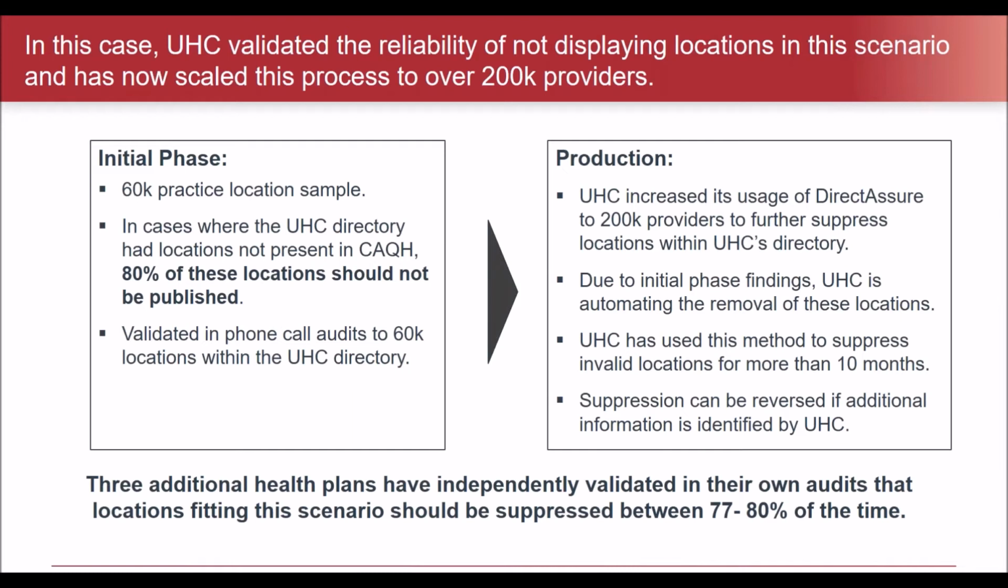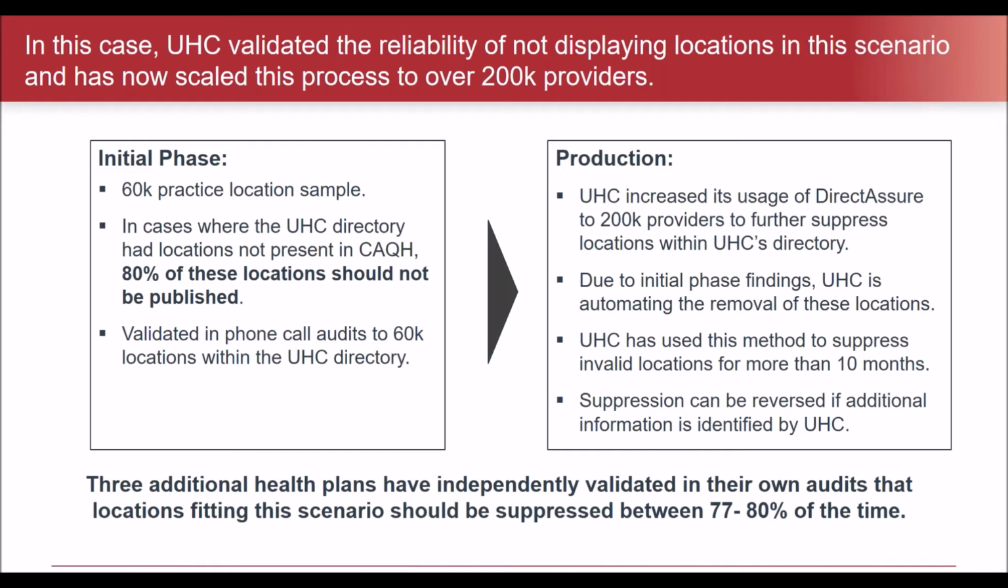So they saw these results, they were very encouraged by it, and decided to scale up the use of the system to over 200,000 providers to suppress these locations. So they're automatically suppressing these locations as invalid within their directory. And as I mentioned before, they are allowing for the reversing of those decisions if they have other information that shows that the provider is actually practicing there. But in the vast majority of times, 80% of the times, those locations need to be suppressed.